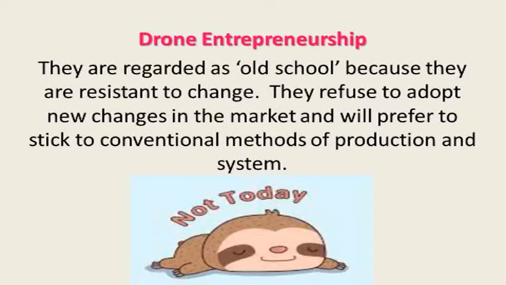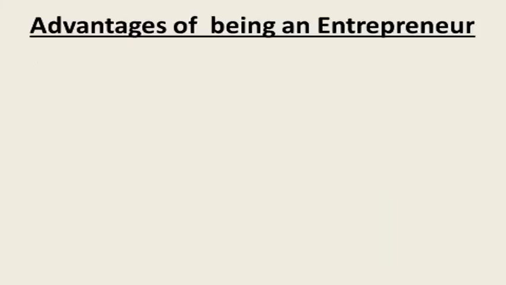So as other people come with the new technology, they will stick to their own technology. If the other people change the product, they'll still be dealing with the old products. So they are old school. They don't change even if there is any change in the market. So those are the classifications of entrepreneurs.